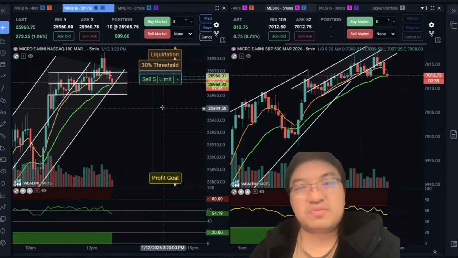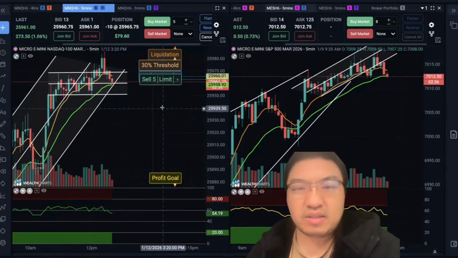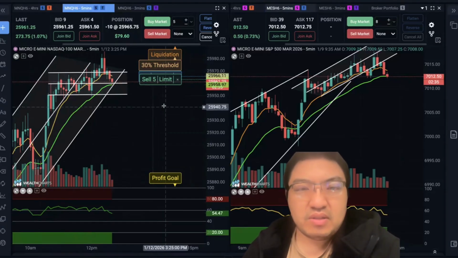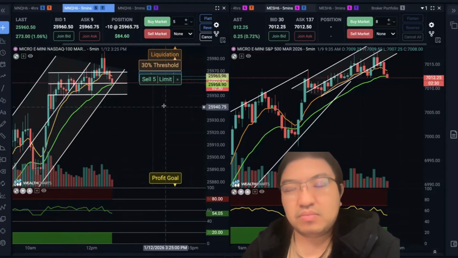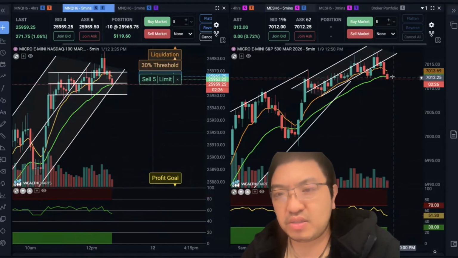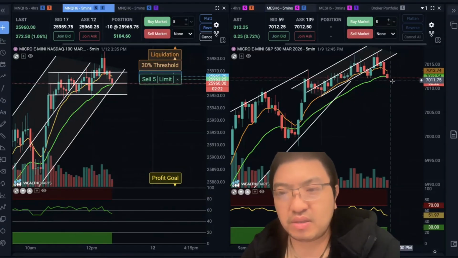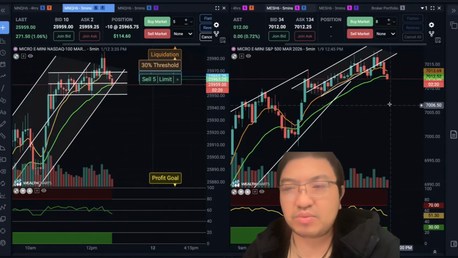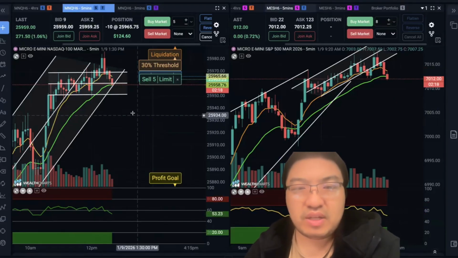Attack again, get defending. Attack again, get defending. For ES, it's already break. How it breaks. See if we can close underneath EMA 21. Confirm the Dow chain.